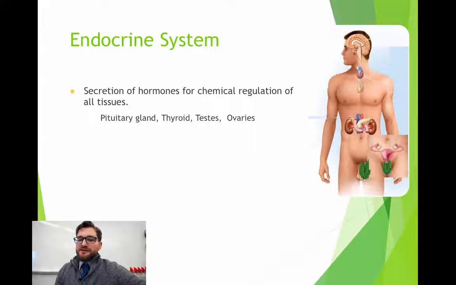The endocrine system includes the pituitary gland, the thyroid gland, the testes, and ovaries, depending upon the sex of the individual. It is responsible for secreting hormones. These hormones are responsible for chemical regulation.